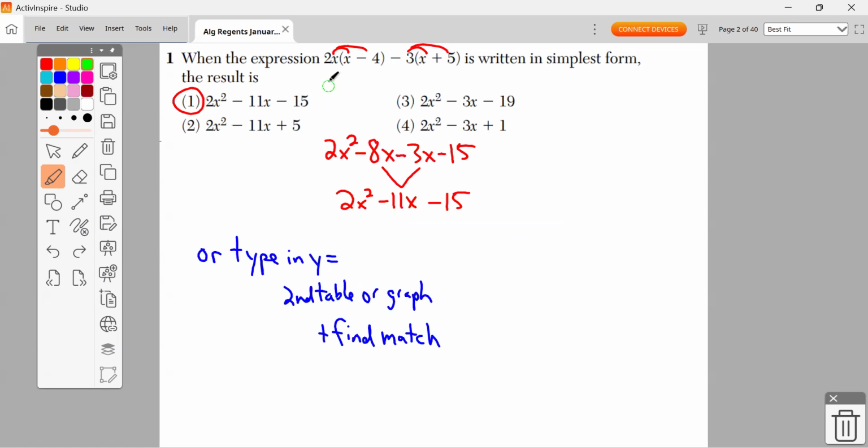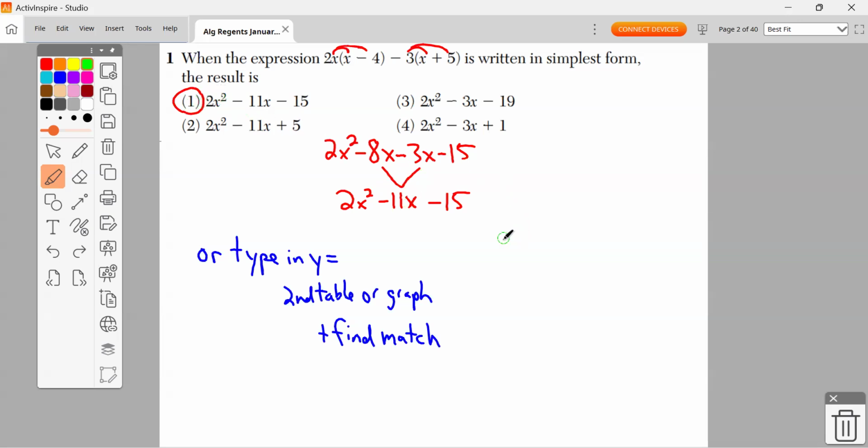There's two ways to do this question. What you could do, the more traditional way, is to distribute, distribute, distribute, distribute. When you distribute, you get 2x squared minus 8x minus 3x minus 15. Add together your like terms here. Negative 8x plus negative 3x is negative 11x, and you get choice number one.